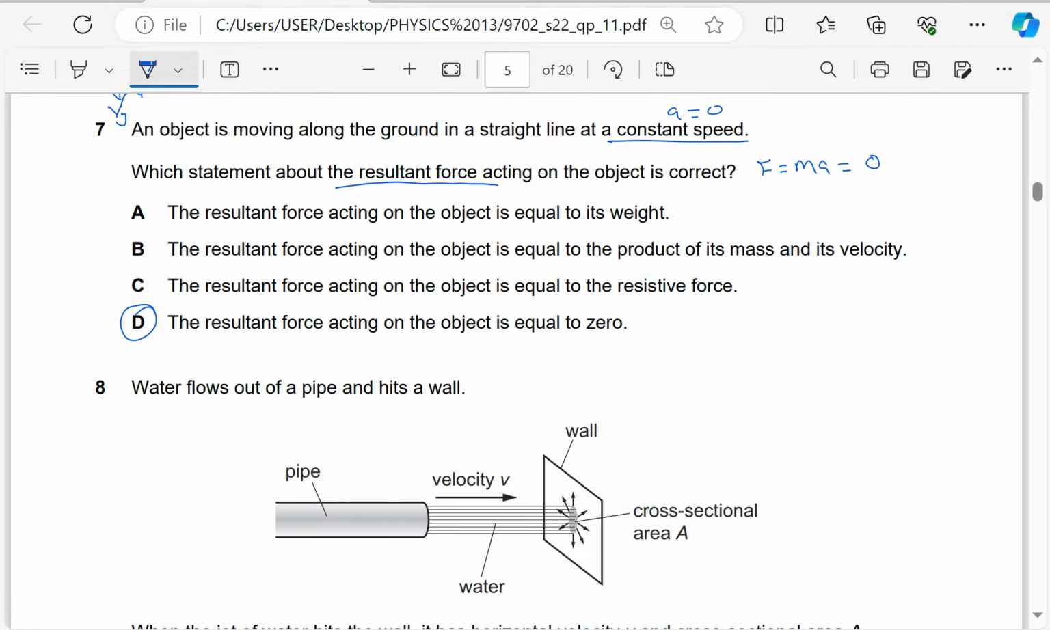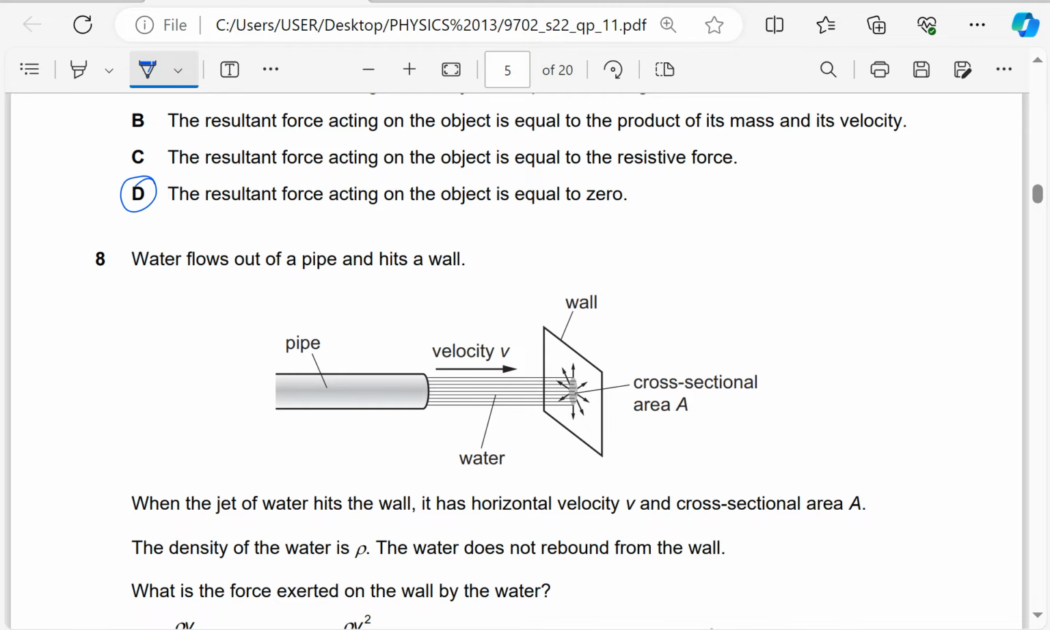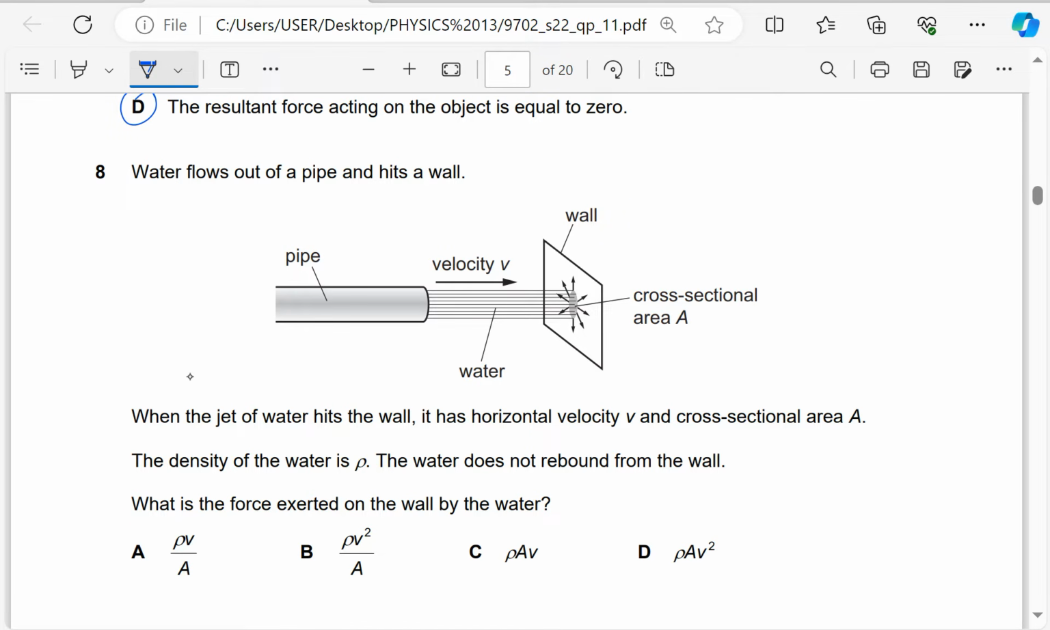Water flows out of a pipe and hits a wall. When the jet of water hits the wall, it has a horizontal velocity V and cross-sectional area A. So the horizontal velocity in hitting the wall is V. The density of the water is rho. The water does not rebound. So if it does not rebound, it means the horizontal velocity after, which I'll call VF, is going to be 0 in the horizontal.